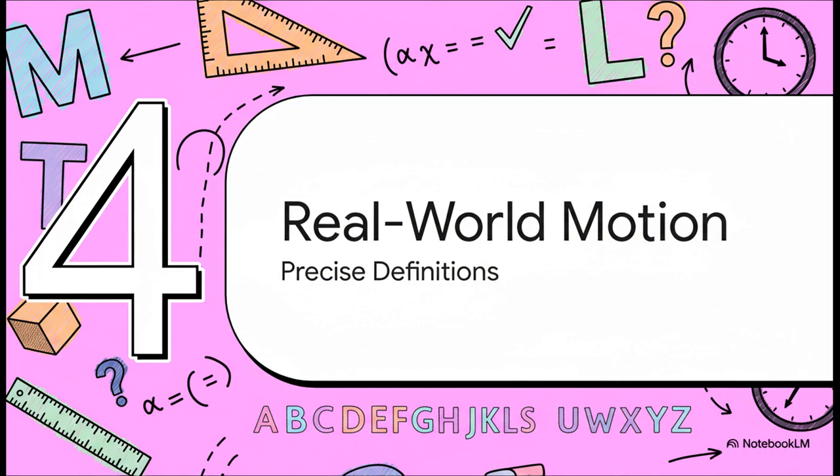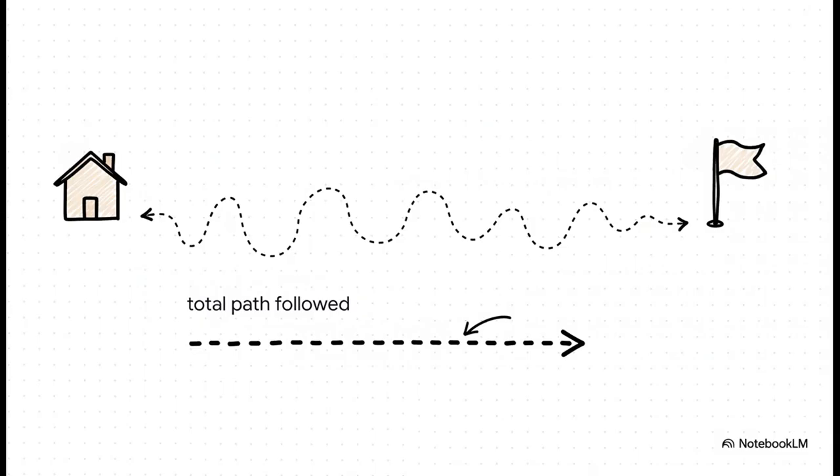Let's look at a couple of key ideas. First up, let's clear up two words that people mix up all the time: distance and displacement. Distance is the total ground you cover. Think about the odometer in your car on a long, winding road trip. But displacement, that's just the straight line change in position from where you started to where you ended. It doesn't care about the scenic route you took.